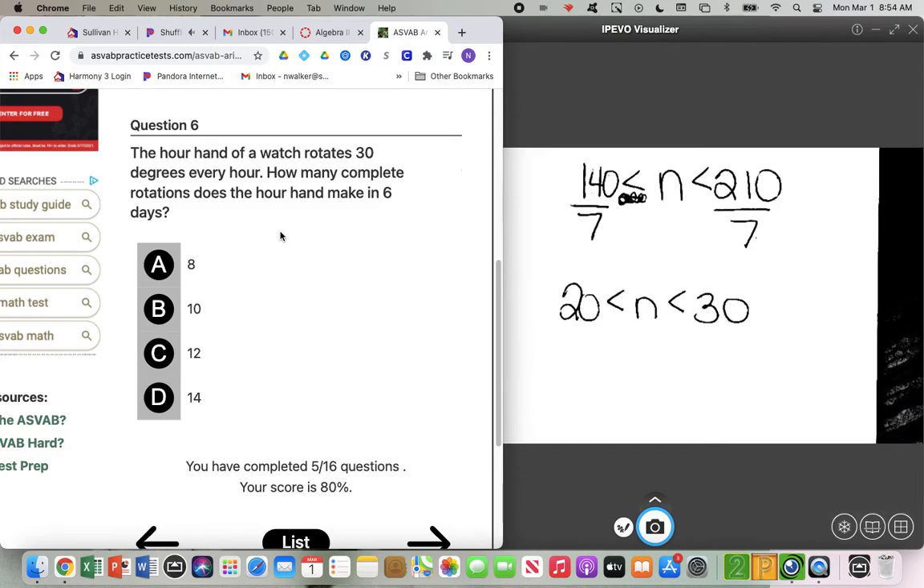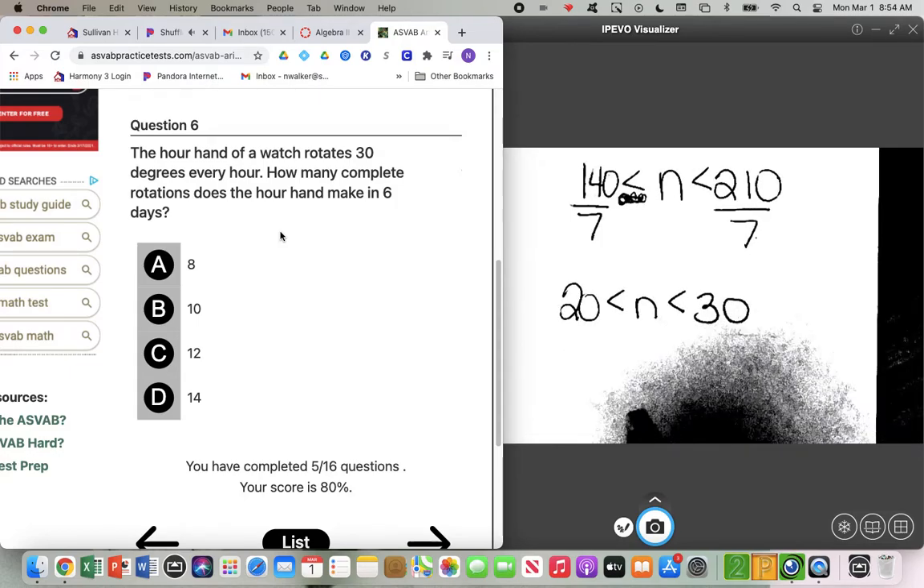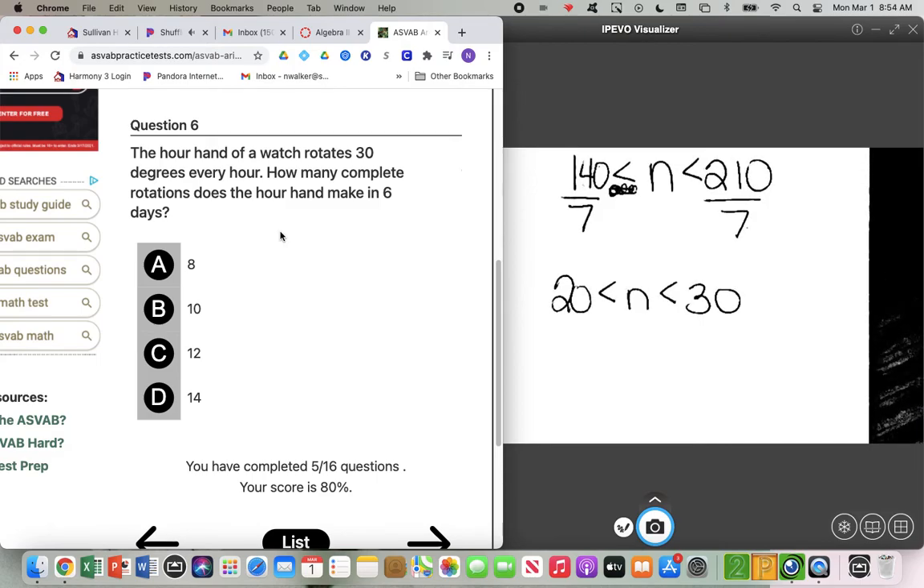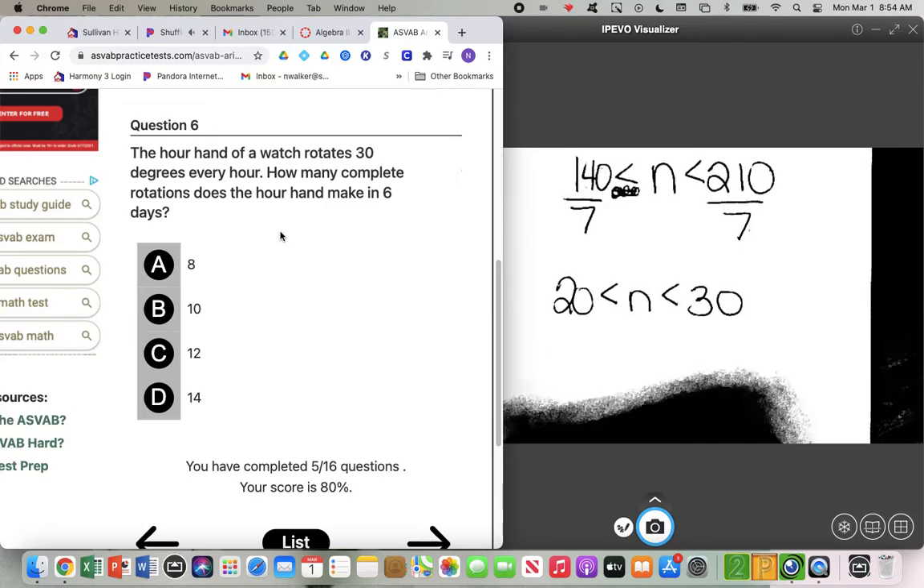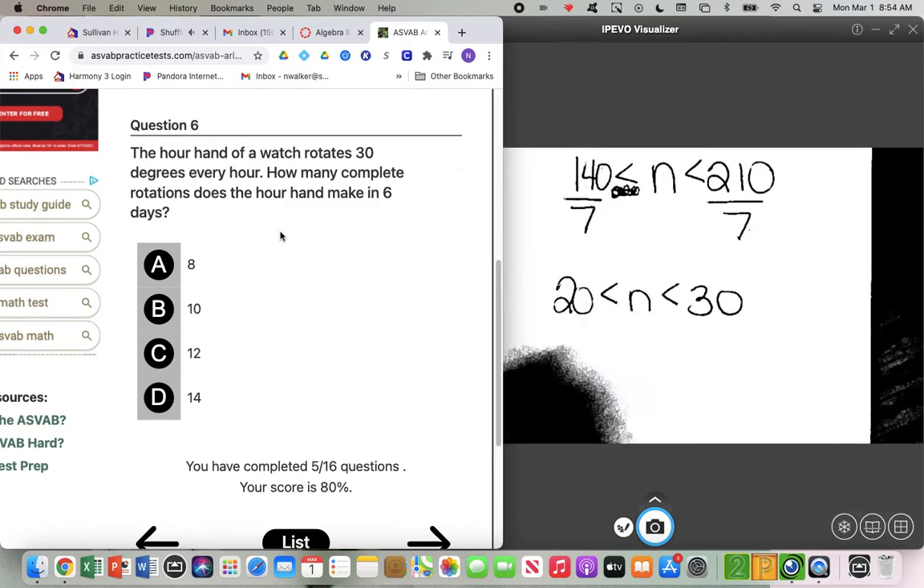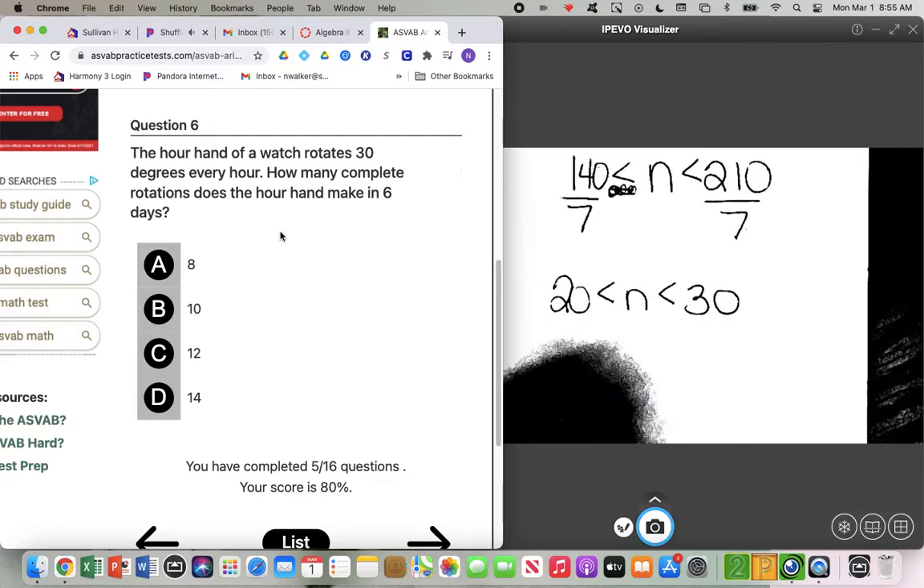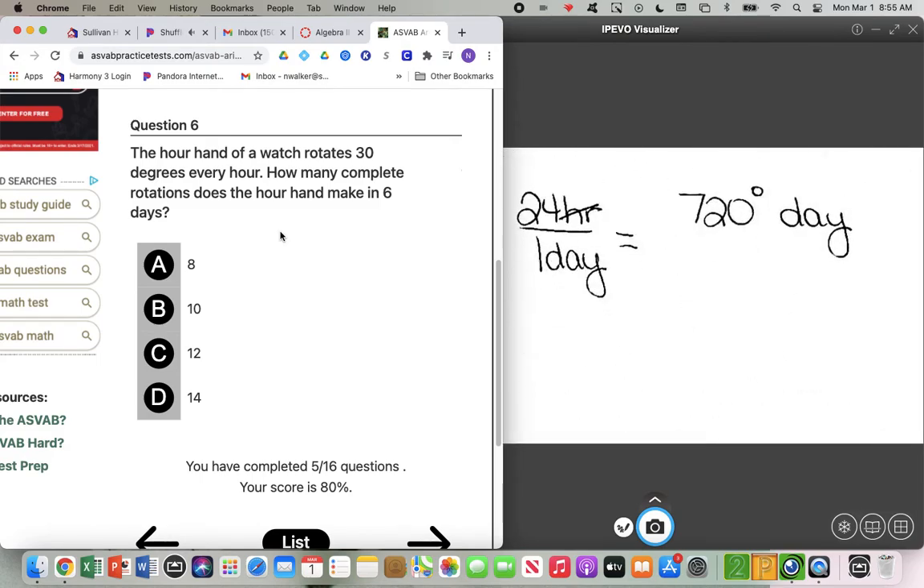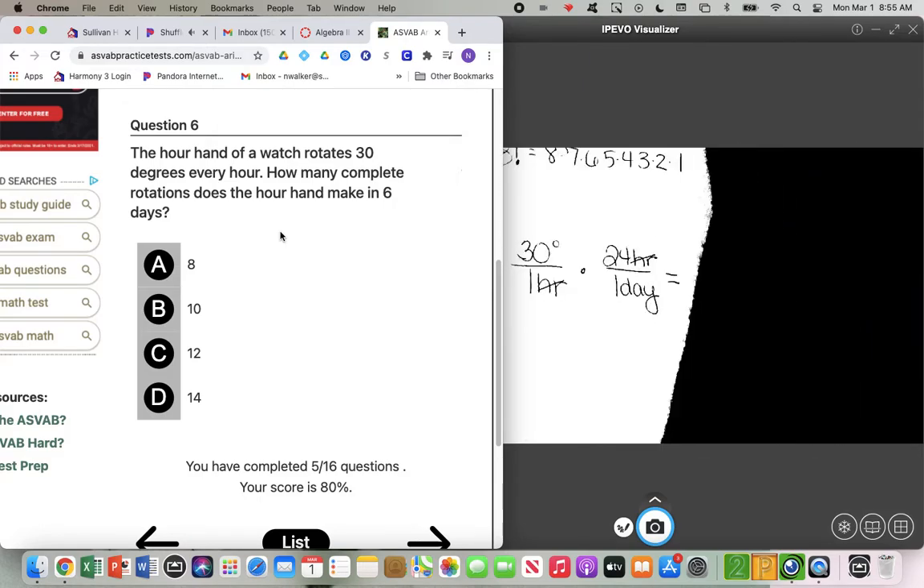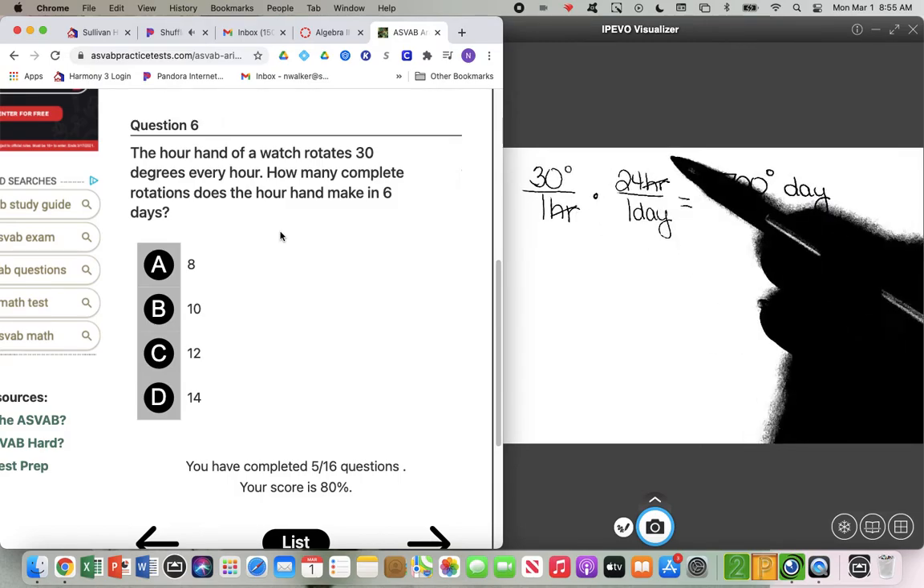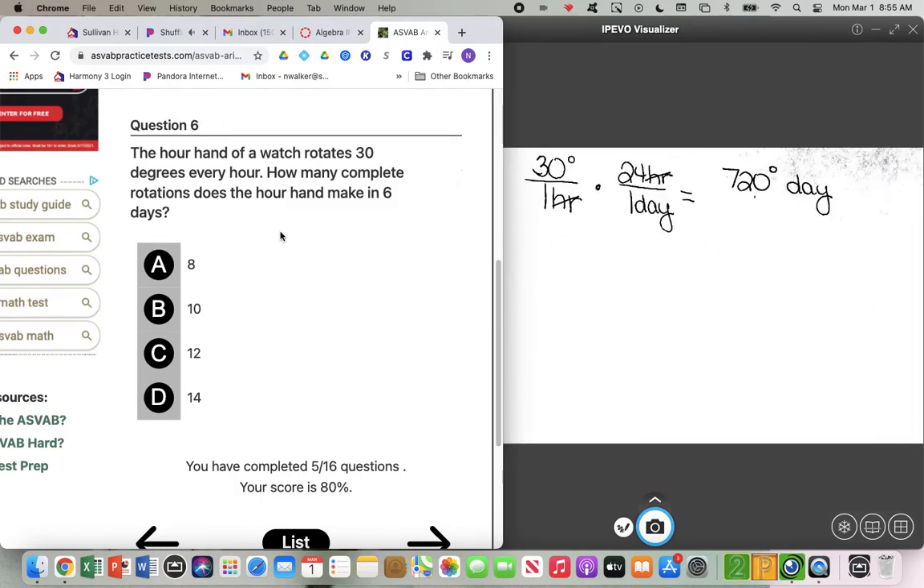All right, it says a watch rotates 30 degrees every hour. And then it wants to know how many rotations the hour hand makes in 6 days. So it rotates 30 degrees every hour. All right, how many hours are in a day? 24 hours in 1 day. So we would multiply this, right? So this tells us that we've done this earlier. All right, it tells us that it's 720 degrees in a day. So 30 degrees in an hour, 24 hours in a day. And that tells us that it rotates 720 degrees in a day.